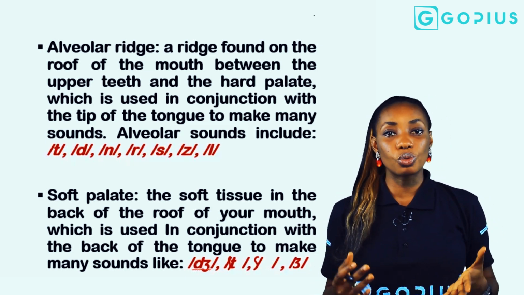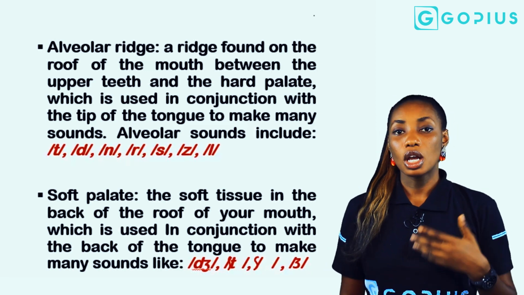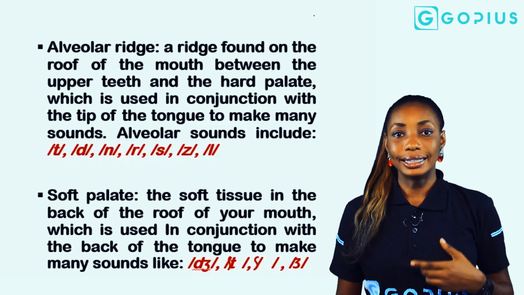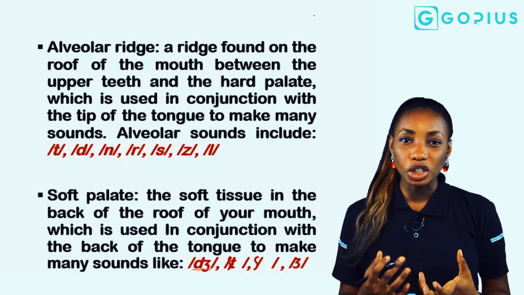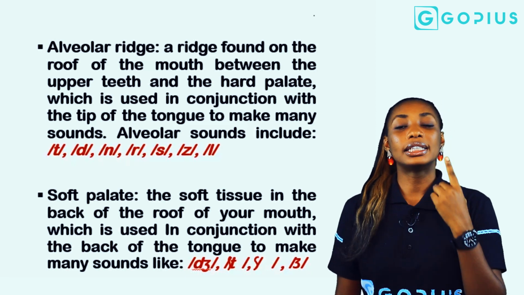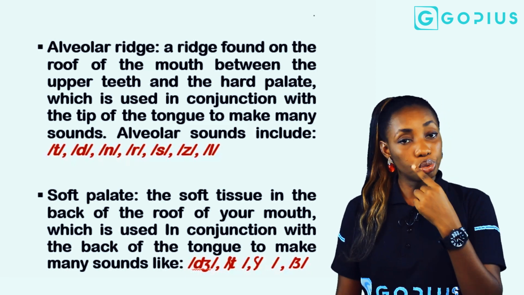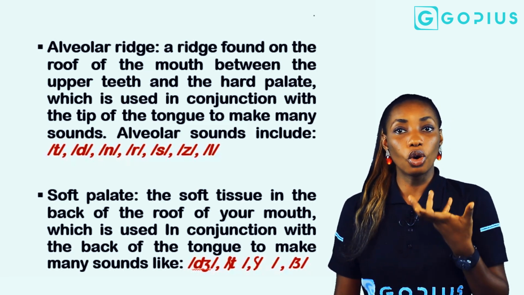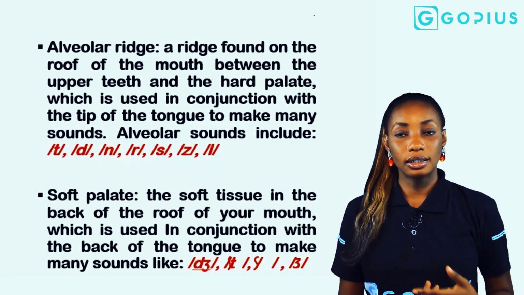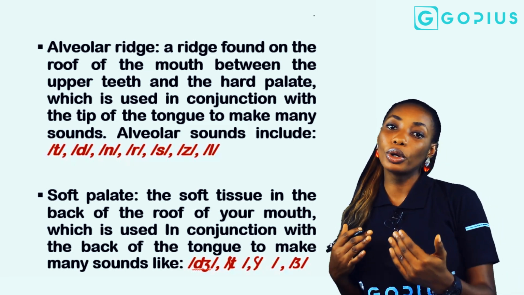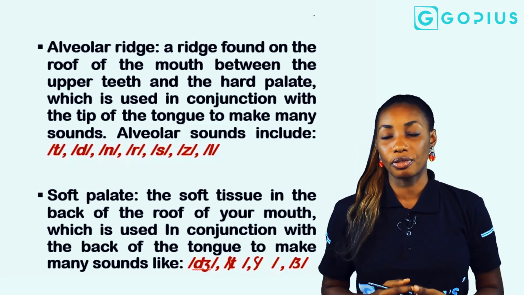The alveolar sounds we have include these. Try to pronounce them and you will see where your tongue is going to. You will see that your tongue is touching the part just behind your upper teeth, that part of the roof of your mouth, just behind the upper teeth. Your tongue is always going to touch the upper part of your mouth.